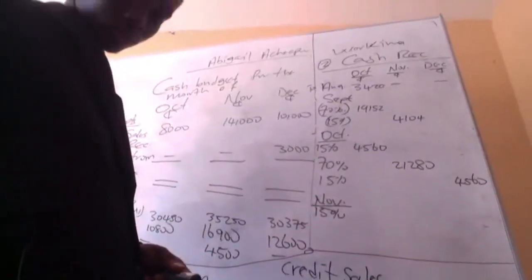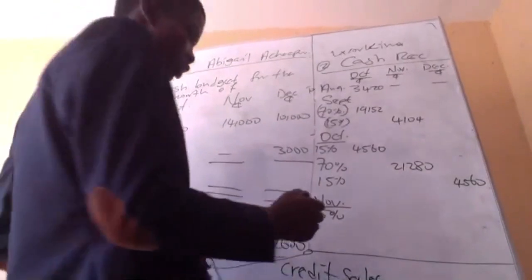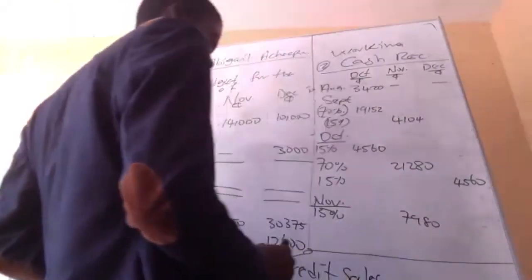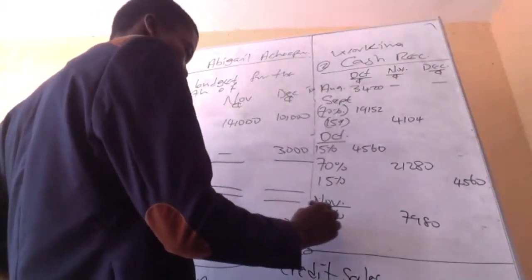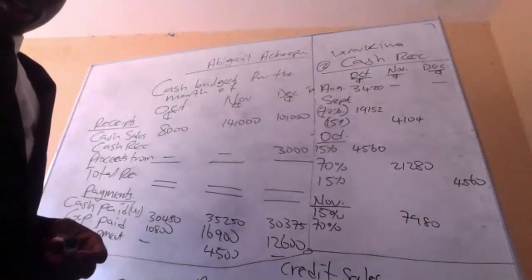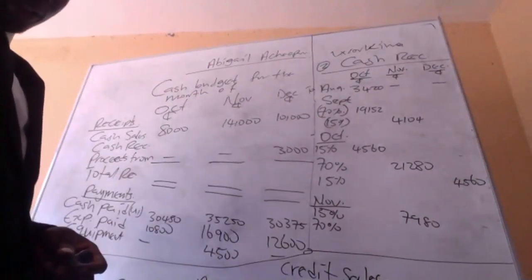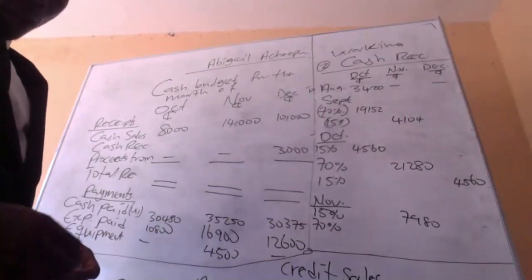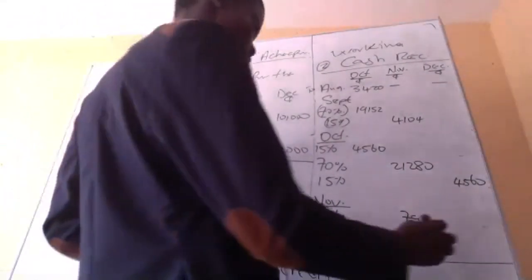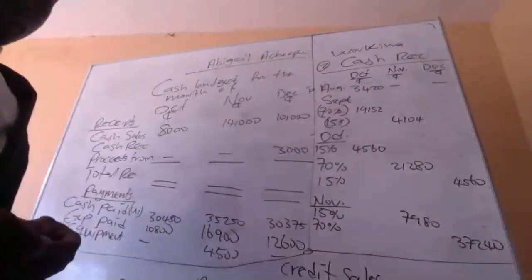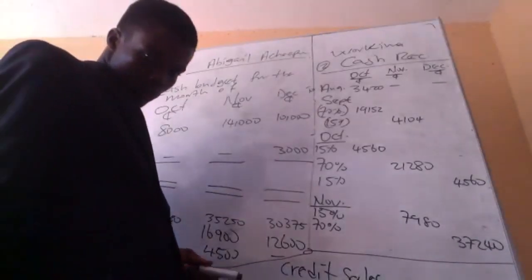So the answer is 7,980. Then the 70% will be in December. So 70% of 53,200 is 37,240. That will give us 37,240, right? Yes. 37,240. Good. And we are moving on.